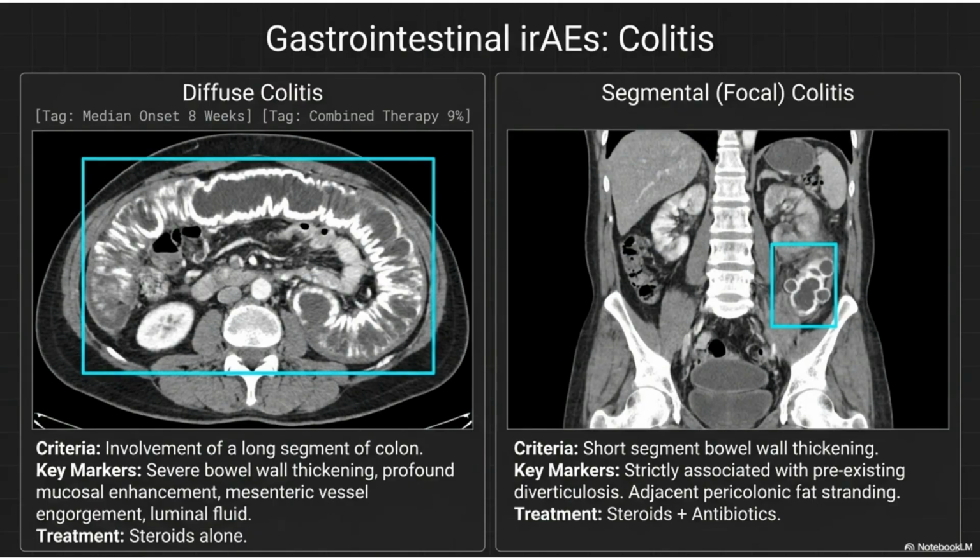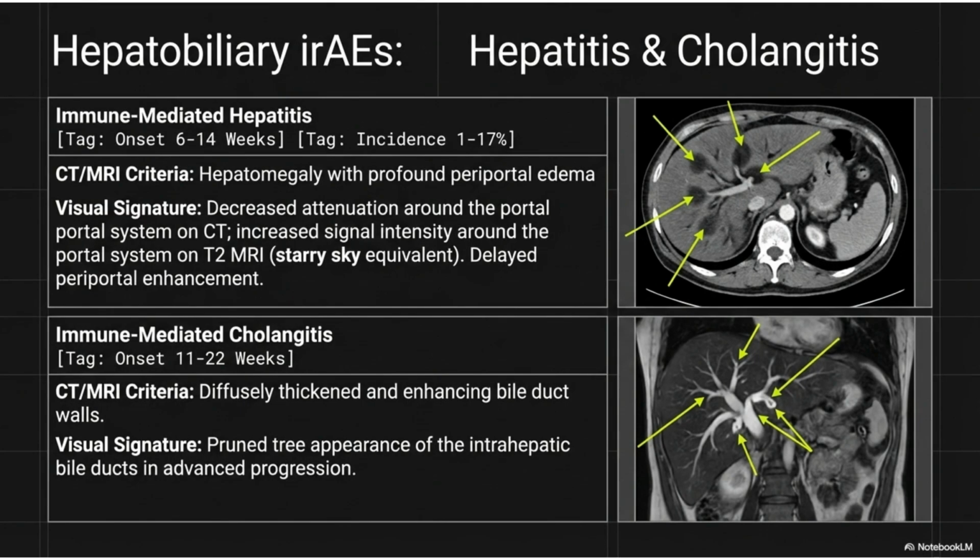Gastrointestinal irAEs primarily manifest as colitis. Diffuse colitis involves long segments of colon with severe wall thickening. Segmental colitis is localized, often associated with pre-existing diverticulosis, and may require antibiotics in addition to steroids.